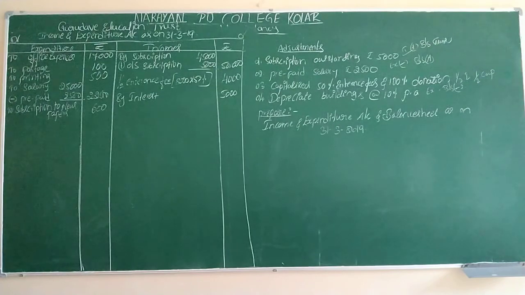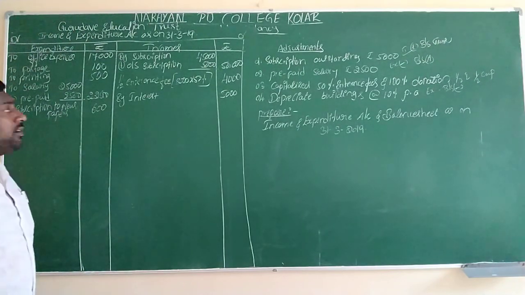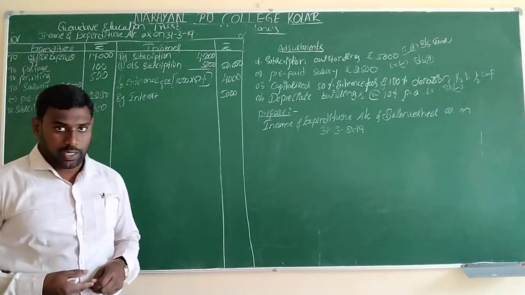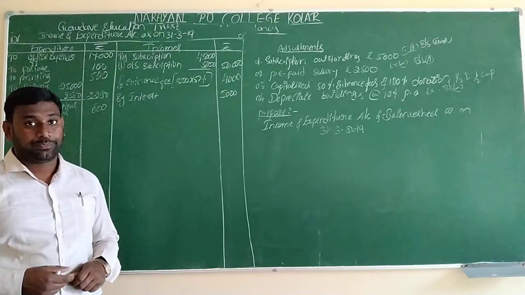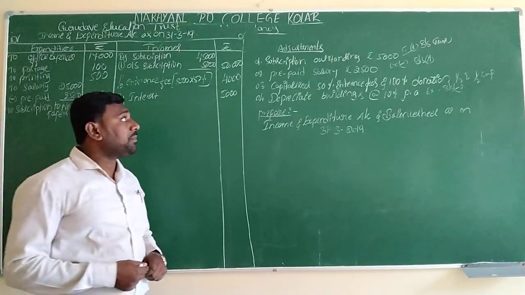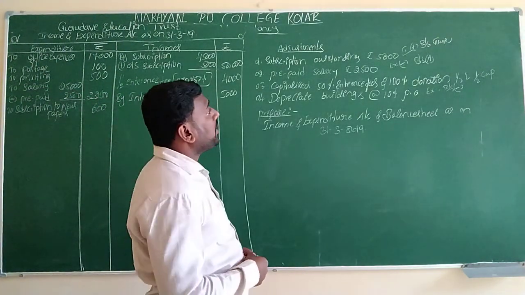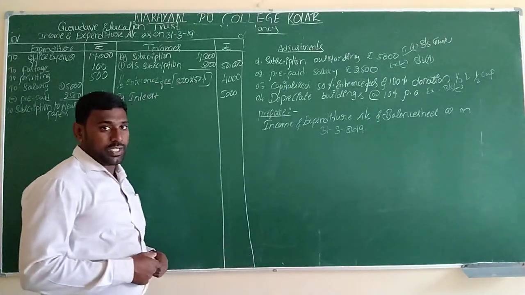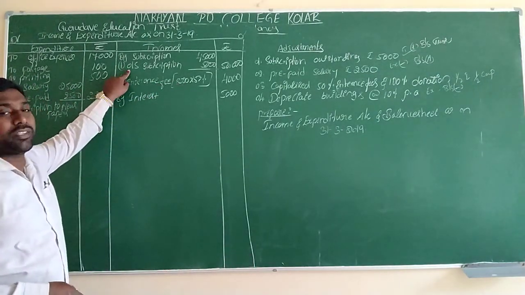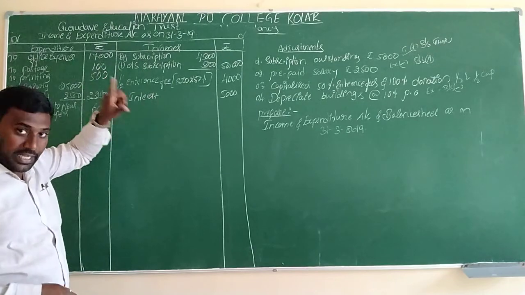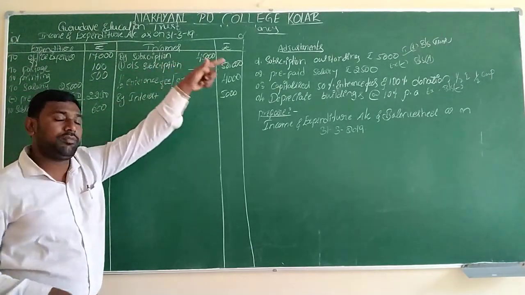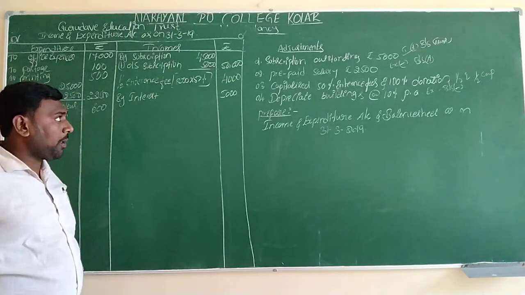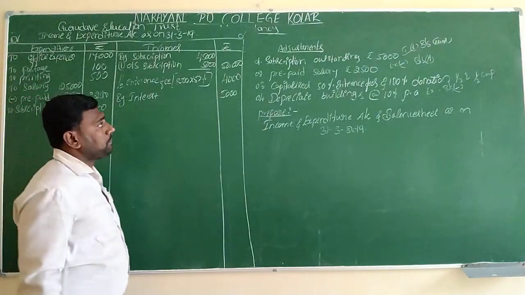So, all the transactions we have recorded from the receipts and payments account. Now, let's come to the adjustments. Adjustment number 1 says subscription outstanding rupees 5,000. First, we should consider outstanding subscription as income. We should add it to the income, and later on we will write it in the balance sheet. Adjustment number 2.